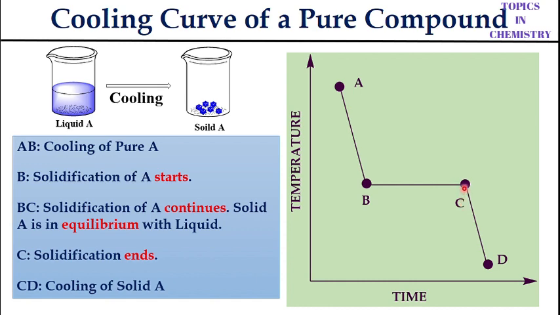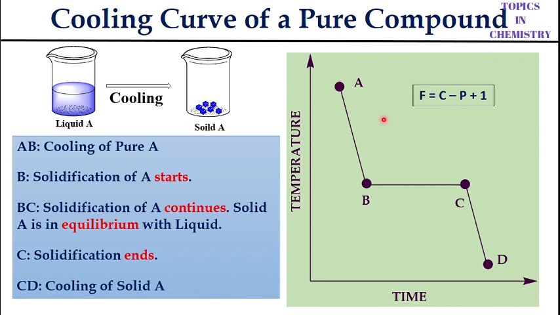At point C, solidification of A ends, and through CD, cooling of solid A occurs. Okay, so now you have to know what the degree of freedom is. In the last lecture I told you that here you have to use a reduced formula of degree of freedom. Why is it a reduced formula? Here the pressure is constant. Liquid is converted to solid, so the pressure change is very negligible.